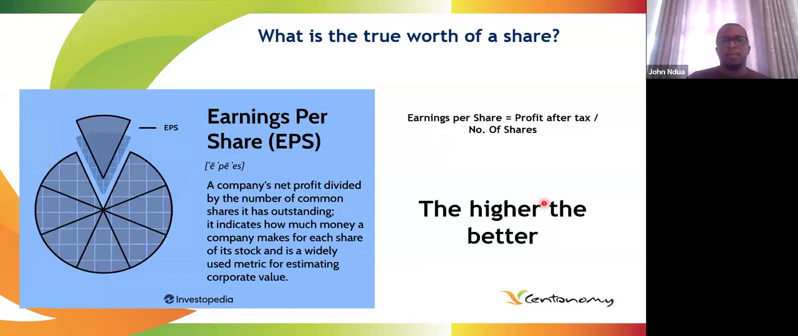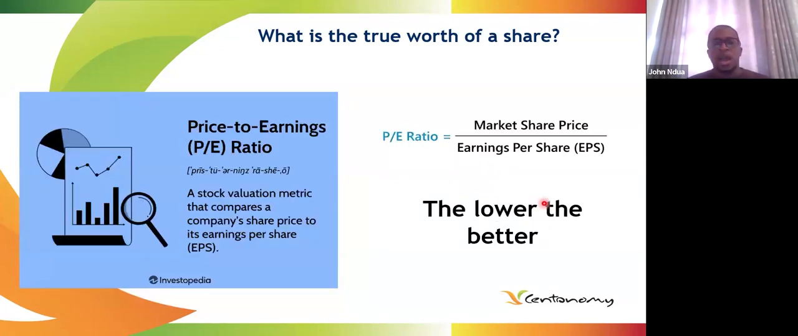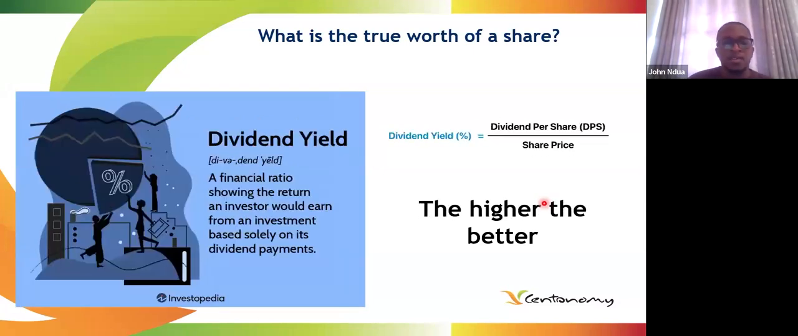So I'll start again. Earnings per share tells you about the profitability of the company. So the higher, the better. Price to earnings tells you what price am I actually buying these shares for. So the lower, the better. And the dividend yield tells you how much money am I going to earn in terms of dividends from this company. So the higher, the better.